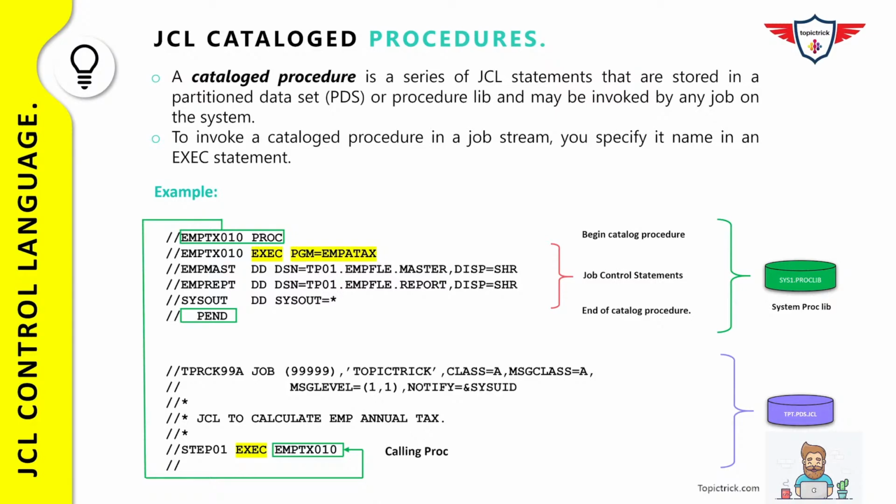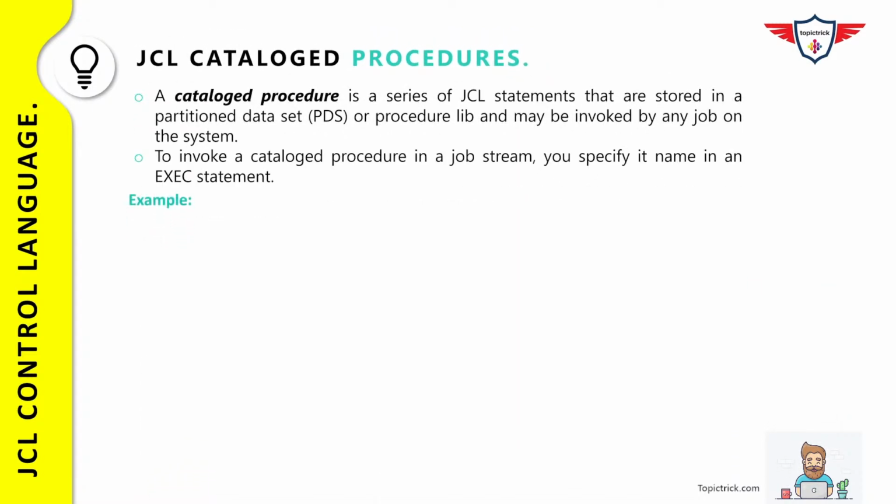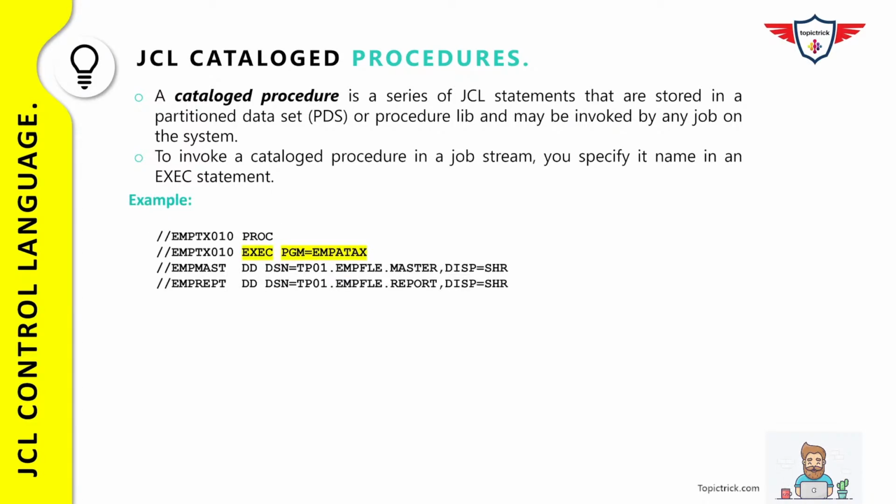So far we have discussed what a catalog procedure is and how you can invoke a catalog procedure if it is stored in the system library, that is sys1.proclib. Now let's try to find out the answer to our interview question: in case you store a catalog procedure in your private library, then what is the way of invoking it? Do you do it in the same way, or do you need some additional steps?